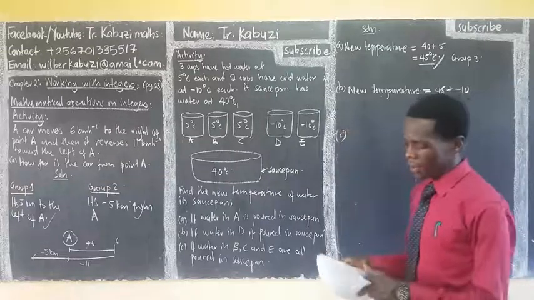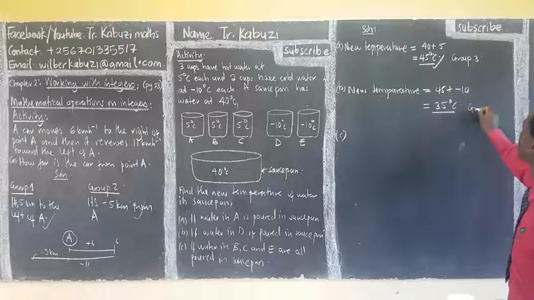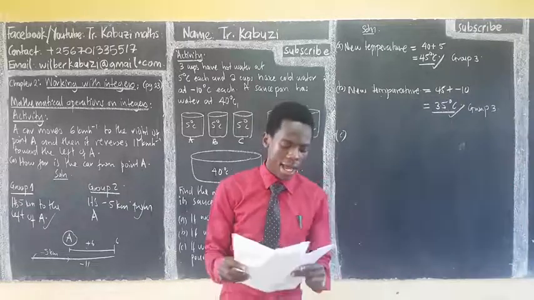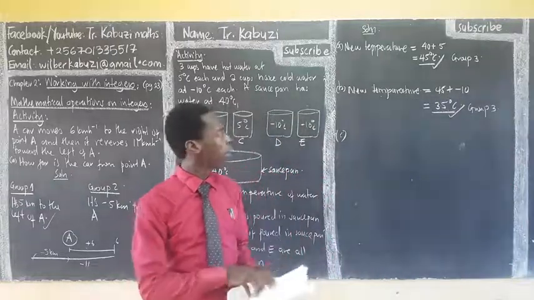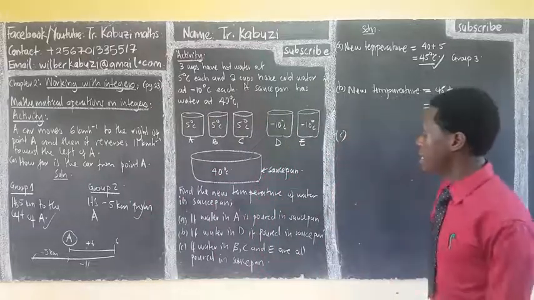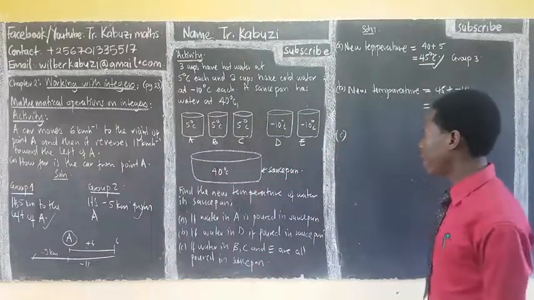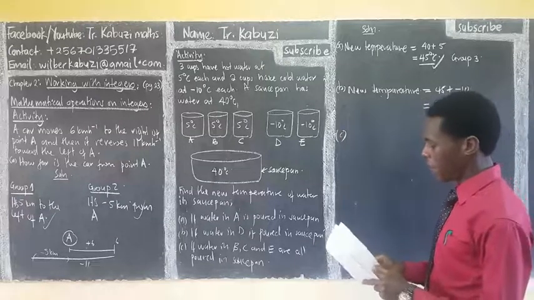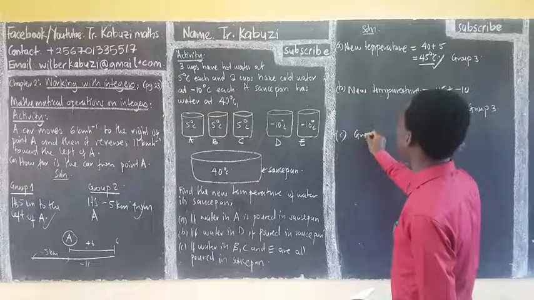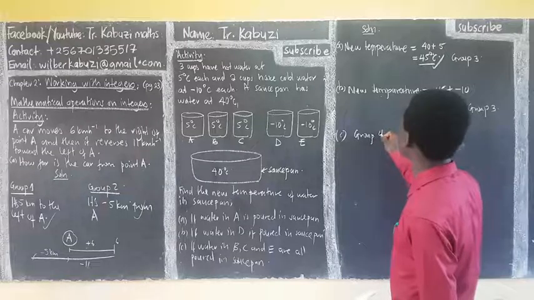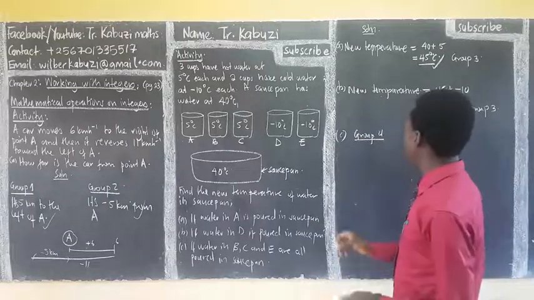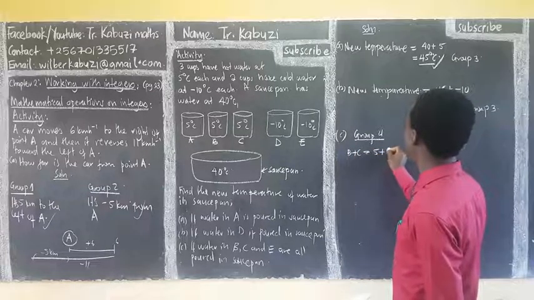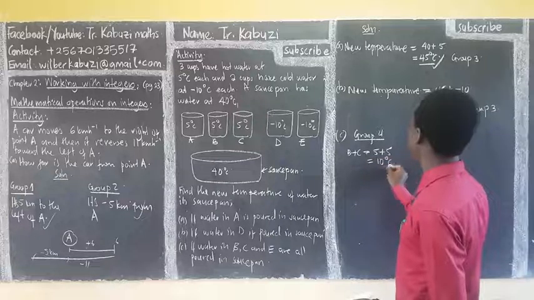Then part C, I'm going to put this one also group 3, which is very okay. So I'm going to use now group 4. So group 4, if B and C are all poured in one. So for them, what they say, this is group 4. They say B plus C is equal to 5 plus 5, which is equal to 10 degrees Celsius.